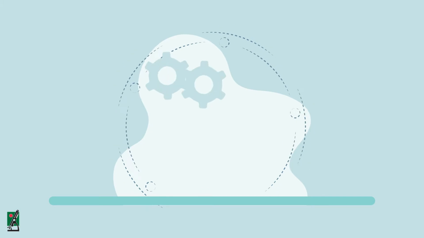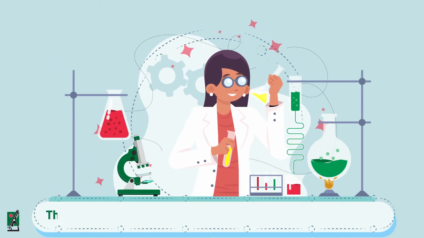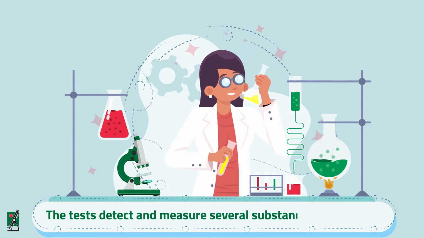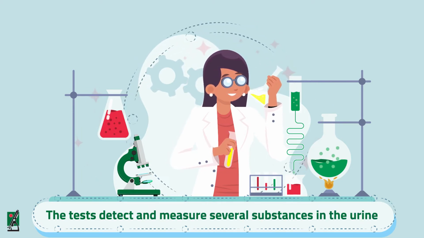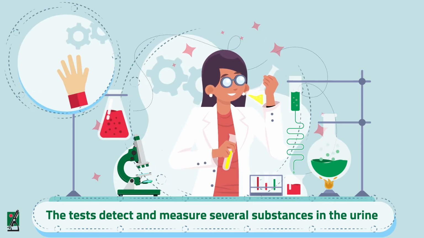A urinalysis is a group of physical, chemical, and microscopic tests. The tests detect and measure several substances in the urine, such as byproducts of normal and abnormal metabolism, cells, cellular fragments, and bacteria.